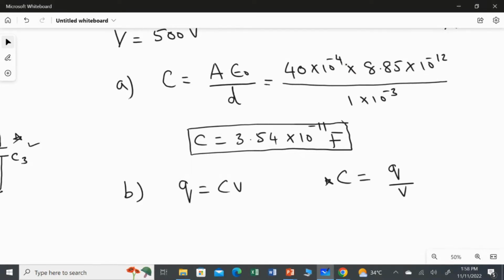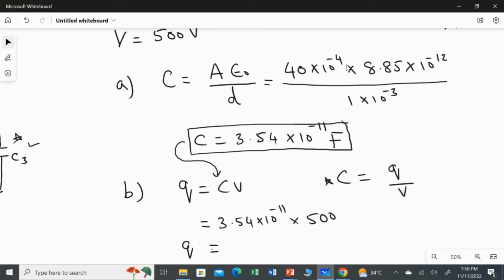So what I'm going to do, I'm going to take this answer and substitute here, and the potential we already gave in the question. What's the value of the potential? 500 volt. Am I right? So I'm going to substitute the value. For the capacitance value, I'm going to take the answer from the first part. In the first part, we got 3.54 multiplied by 10 power minus 11, and the volt we gave here is 500 volt, right? So when you multiply this capacitance with the volt, you get the answer for the charge.